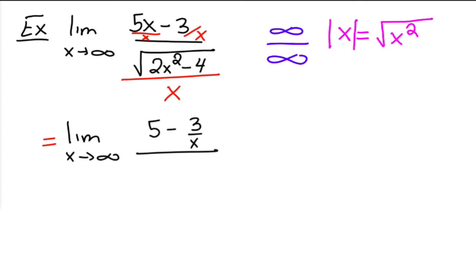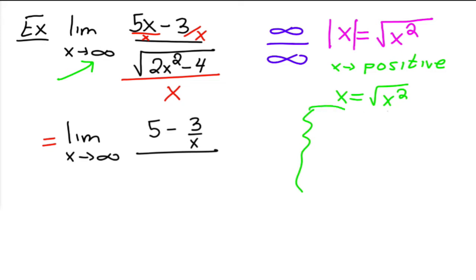So before you can turn this guy x into the square root of x squared, you have to be careful and make sure you know where x is going. Because x is going to positive infinity, because it's positive, then x is equal to the square root of x squared.